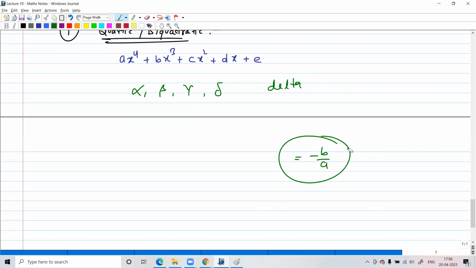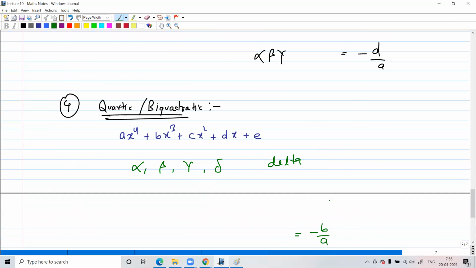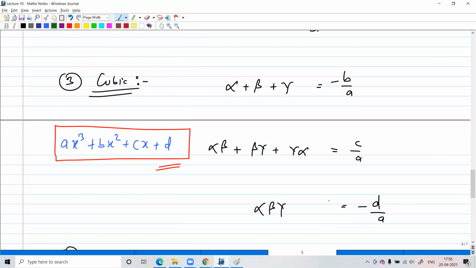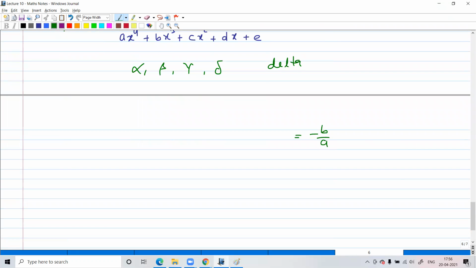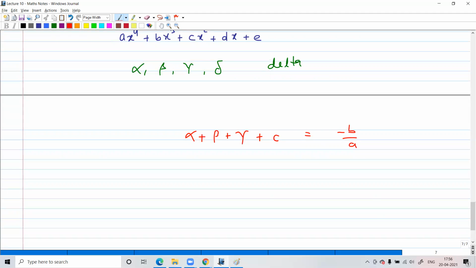Yeah. So tell me, what will be this minus b by a? Look at that. What was it in case of cubic polynomial? Sum of the zeros taken one at a time. So you have to do the same thing. Sum of the zeros taken one at a time means it will be alpha plus beta plus gamma plus delta, one at a time. Next one, after minus b by a, what should I write? C by a.